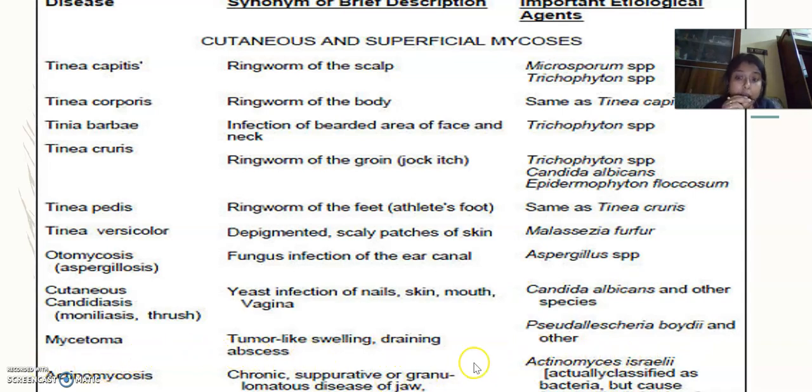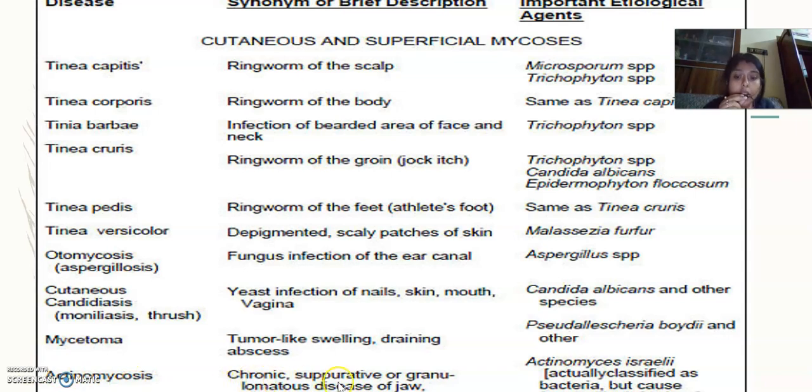Mycetoma, tumor-like swelling, draining abscess. So this is your Pseudallescheria boydii and others, right? So Pseudallescheria boydii and others are the causative agents of mycetoma.